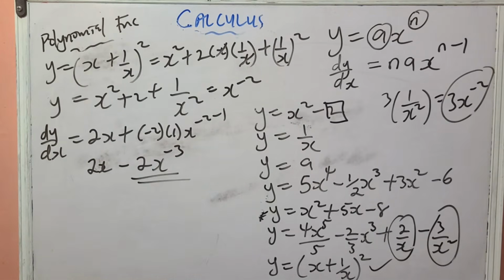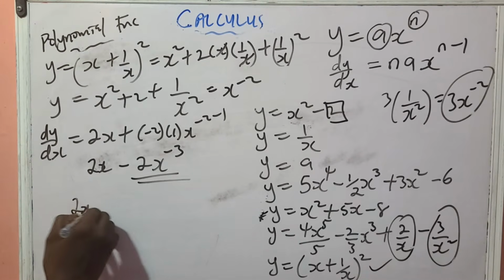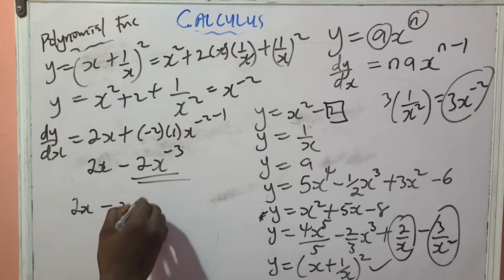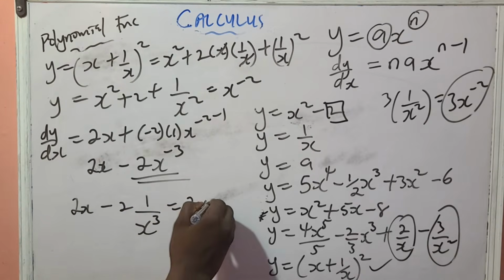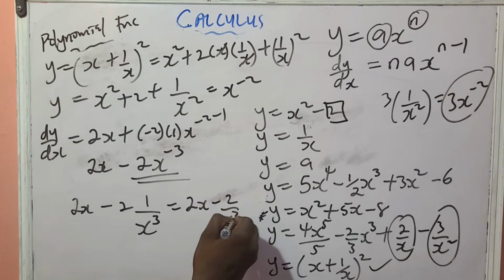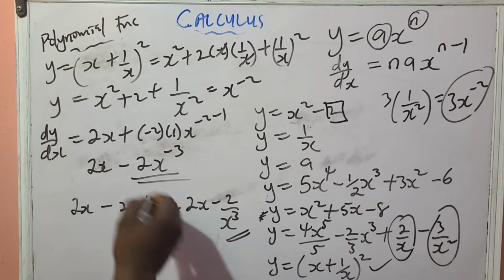This is your final answer. So if you want to, you can write it as 2x minus 2 times 1 over x raised to power 3. That will obviously be 2x minus 2 over x raised to power 3. So you can write it this way. You can write it this way.